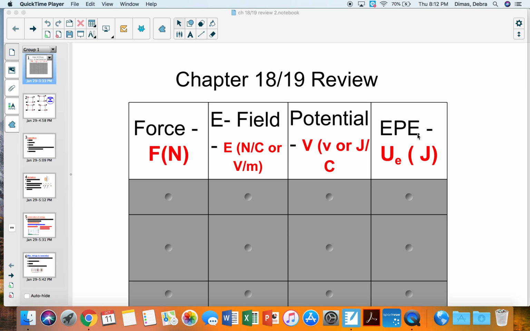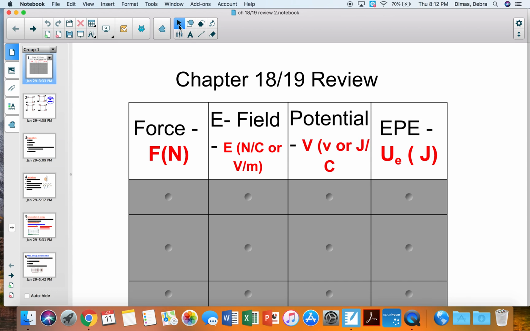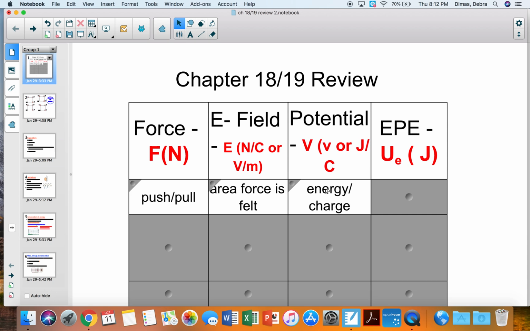And electrical potential energy is just like our good old friend energy, it can be converted into any kind of energy, kinetic energy, or gravitational potential energy, or heat energy, or whatever we want it to be, and that's in joules, just like it always has been. So definitions are just sort of the concept behind each one. Force is push or pull. E field is the area where the force is felt. Potential is energy per charge, right? So there's nothing there until you put the charge there, but originally it's just energy per charge. And then EPE is total energy. So when I put a charge there, I get the total energy.